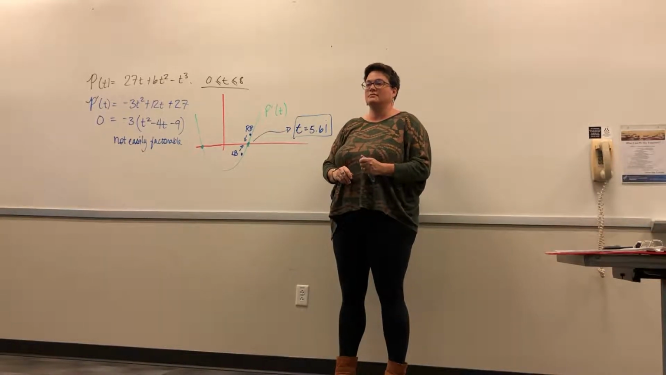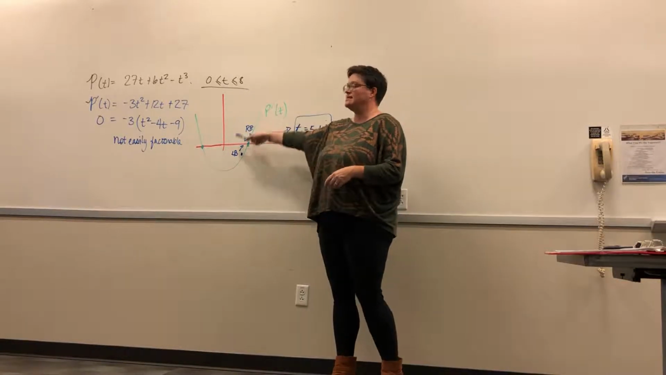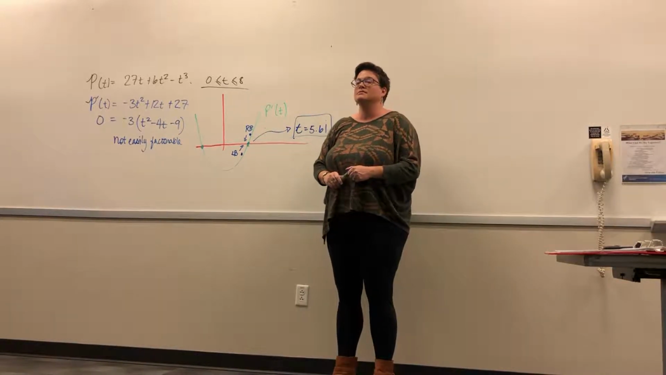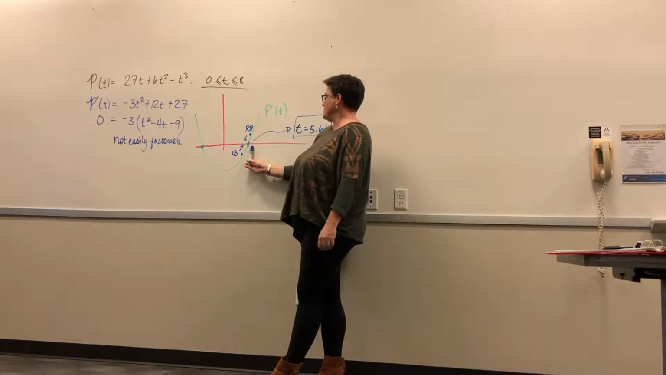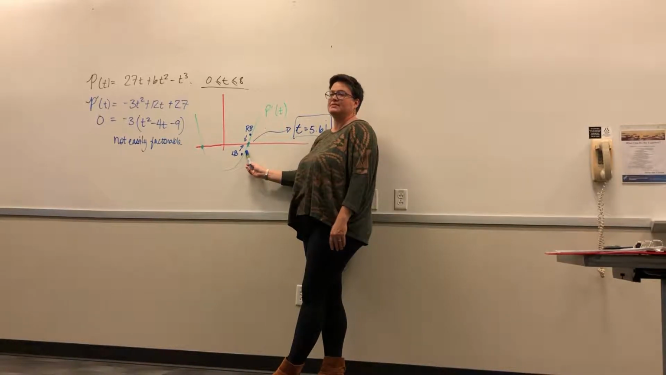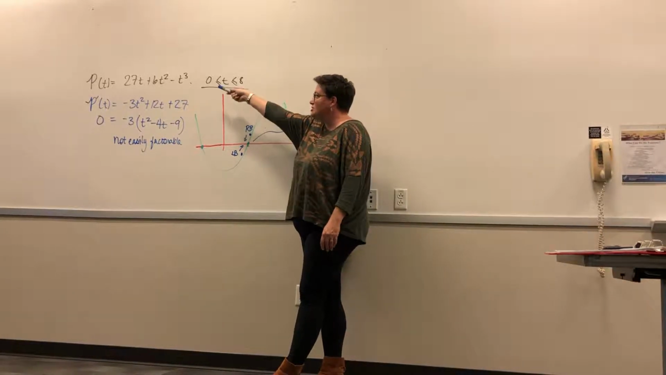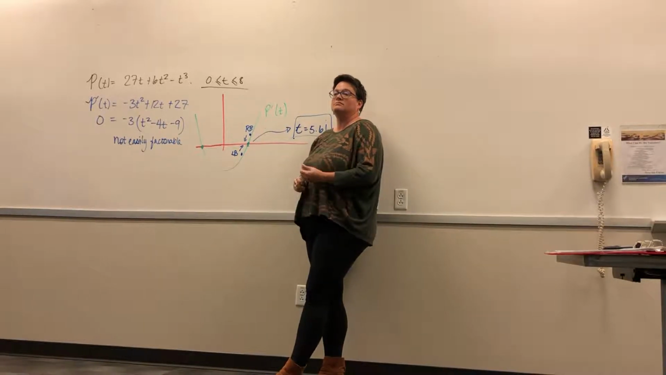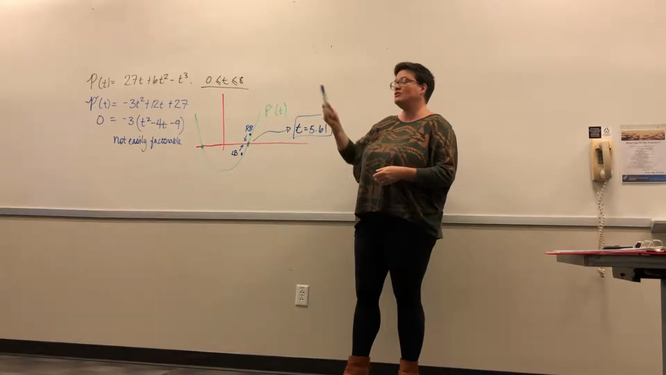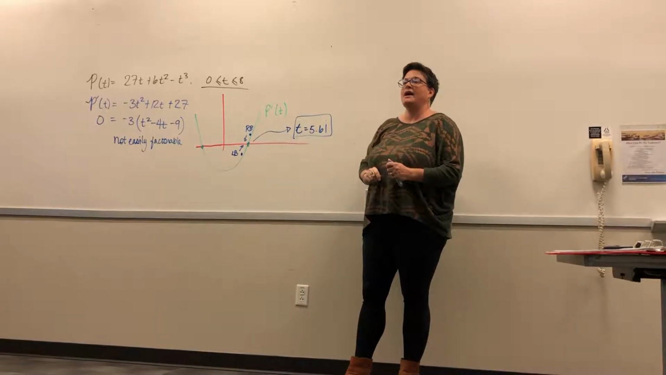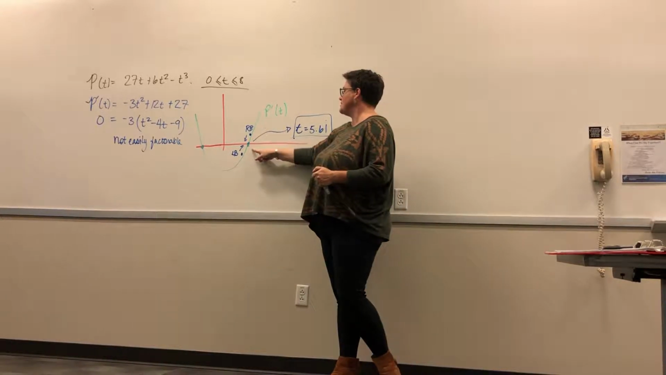So t is the slope. No, the Y values in these cases are the slopes. So at X equals 5.61 or T equals 5.61, the slope of your original function is 0. Yeah, this is where your slope is 0 on the original function.